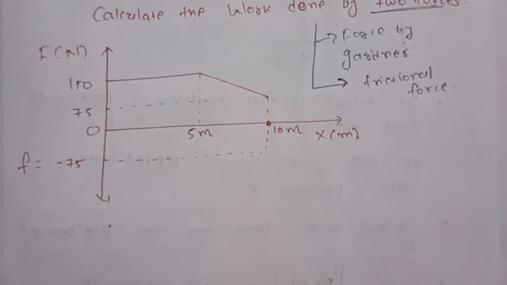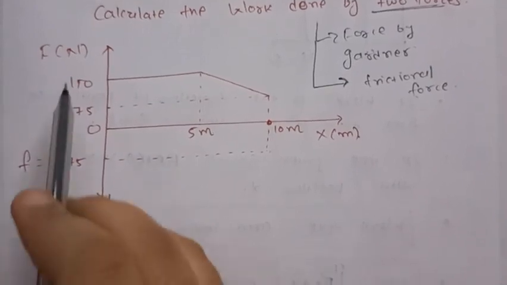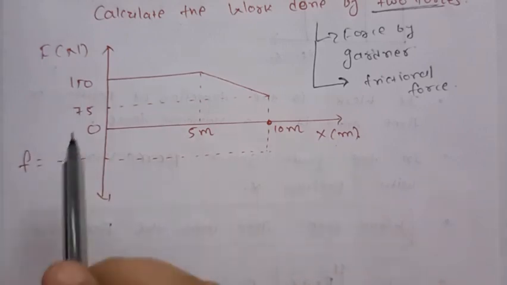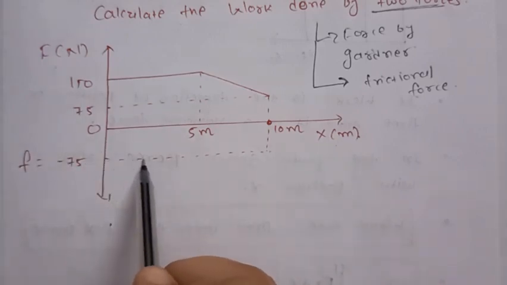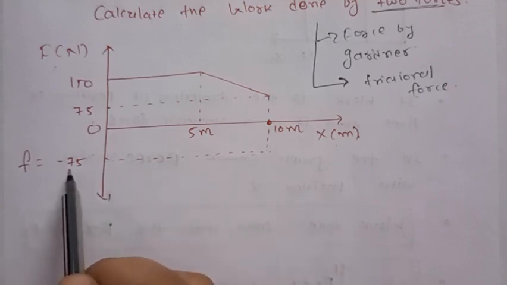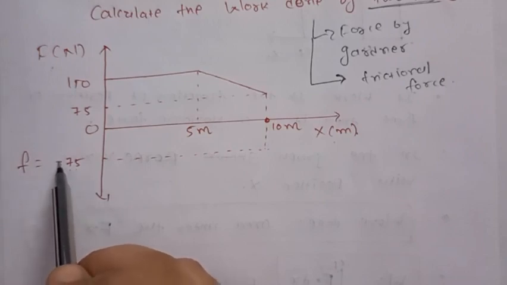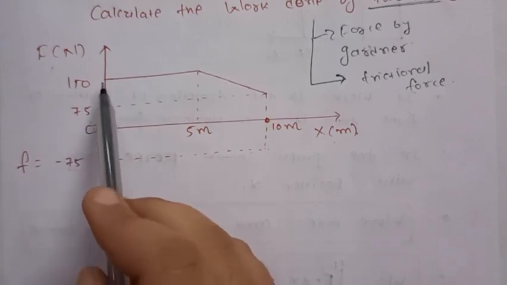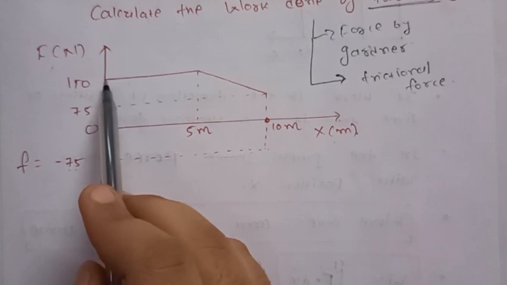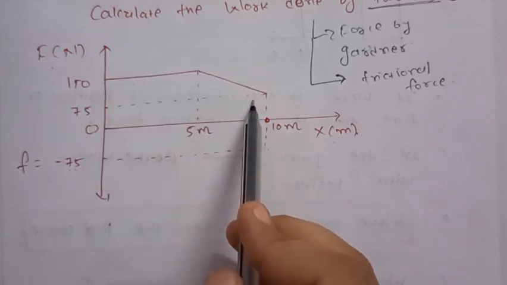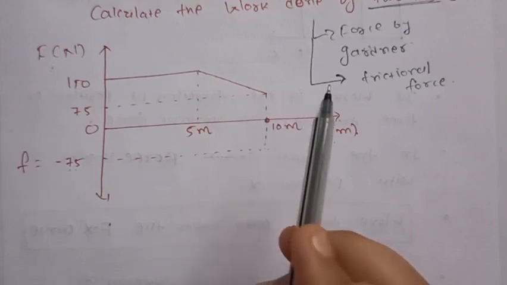First, let us understand the graph. The graph is force versus position. The constant frictional force acting is 75, but it is acting in the opposite direction, so it is minus. The applied force is initially 150 and it gradually decreases to the value 75.